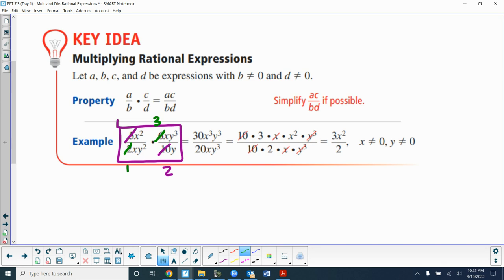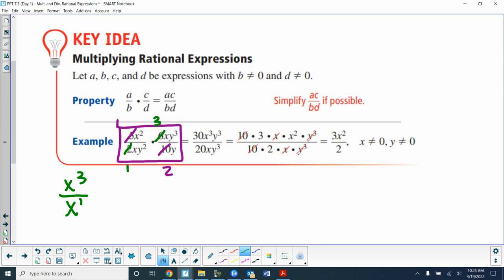Okay? Now I look at the x's. How many x's are up top? 3. How many in the bottom? 1, right? So I'm thinking this. So what's the rule? Where's the higher exponent? Top, so x stays up top. And then what's 3 minus 1?